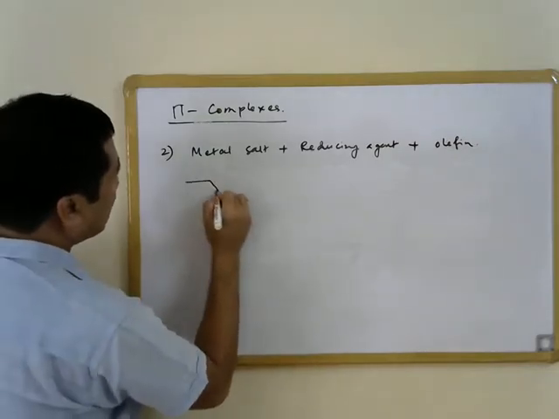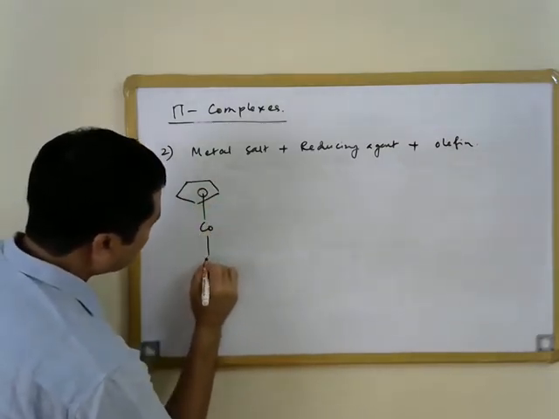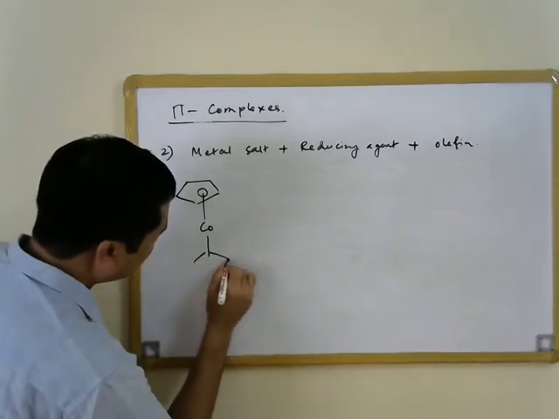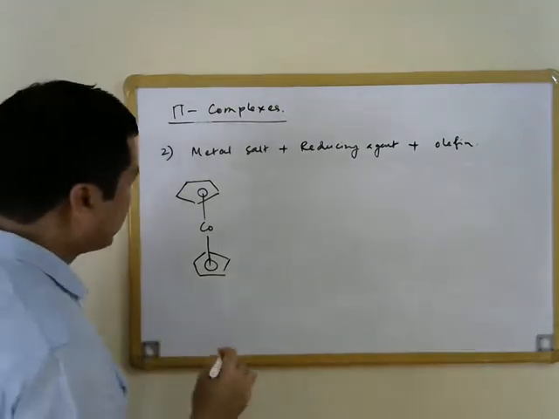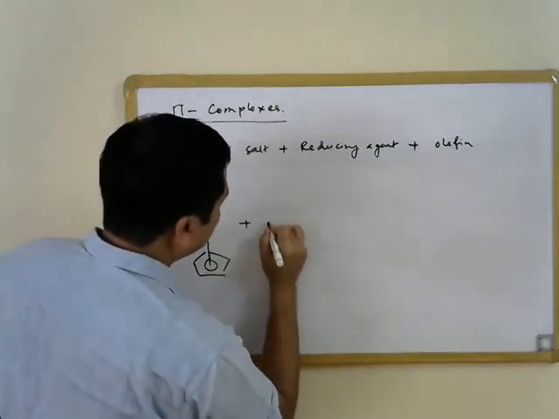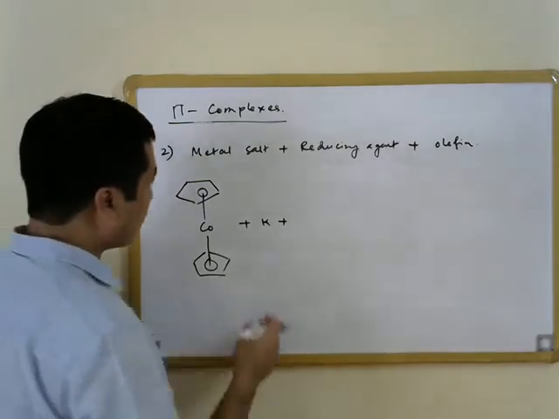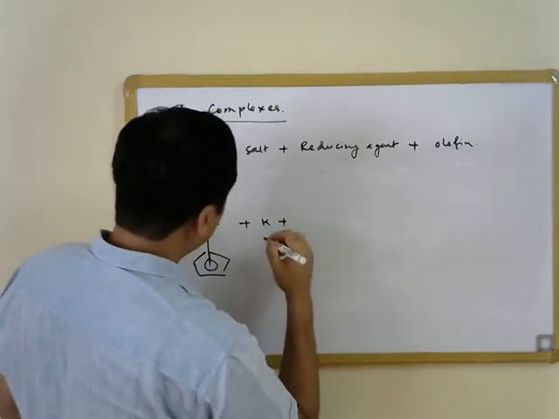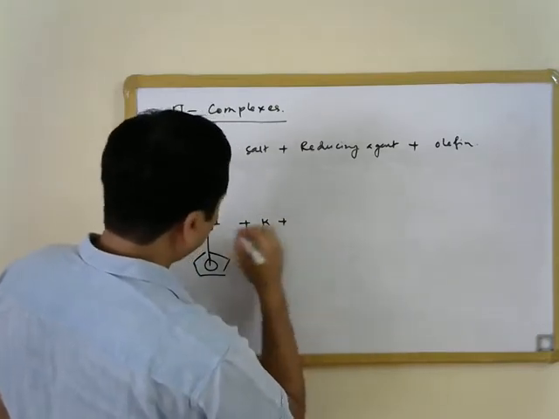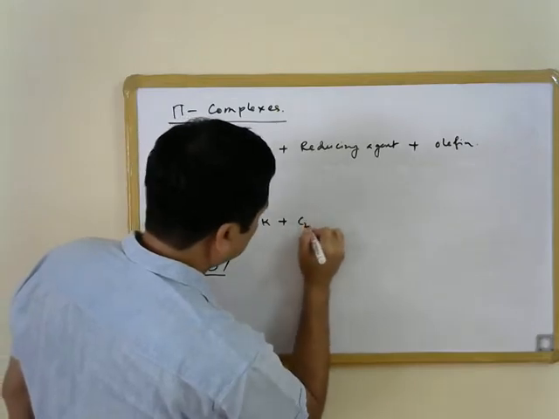So if you take the Cp2Co cobalt complex as the precursor complex now. So this is Cp2Co, and then you do reaction with potassium, which is a very strong reducing agent and can reduce cobalt to a lower oxidation state, in this case to plus 1 oxidation state, sorry.